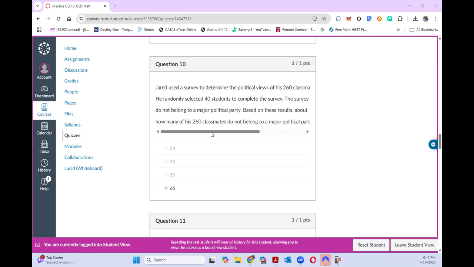Jared, this was hard too. You got it right though. But this is easy though. Explain this one to me. 40 randomly selected, and 10 did not belong to a political affiliation. So that's 10 out of every 40. How many out of 260? That's all you're doing. It's a proportion problem. If I know 10 out of every 40 has no political connection, and I want to find how many don't have no political connection out of 260, I'm going to set up a proportion.